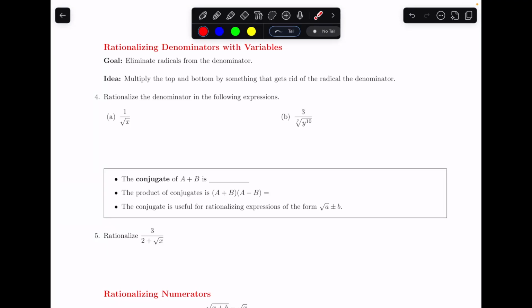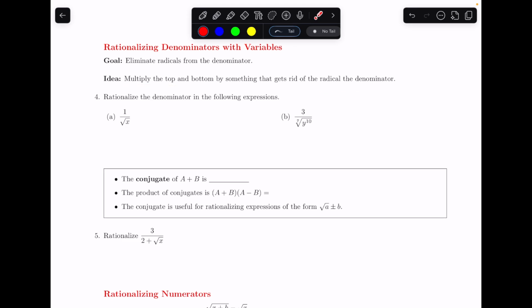In this video, we are going to talk about how we rationalize denominators with variables. So our goal is to eliminate radicals from a denominator. When I have expressions like this, sometimes it's helpful to get rid of the radicals out of the denominator. My idea is going to be, let's try to multiply the top and the bottom of the fraction by something that'll get rid of that radical in the denominator.